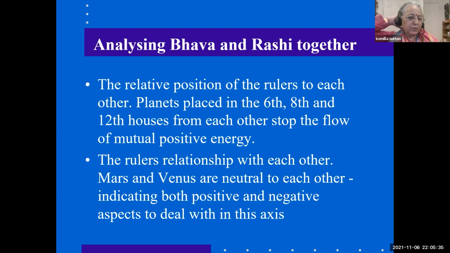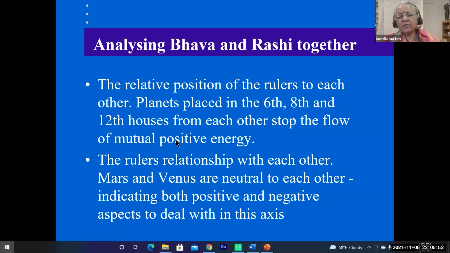Then the relative position of the lords of Rahu and Ketu: if they are placed in the 6th, 8th, or 12th house from each other, they can stop the flow of mutual energy. Consider the rulers' relationship with each other; Mars and Venus are neutral to each other.